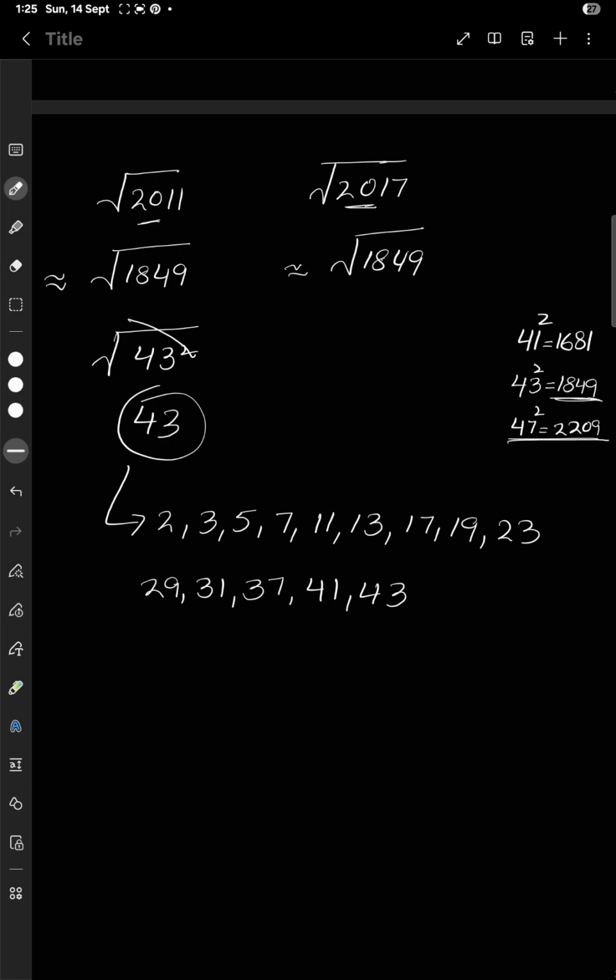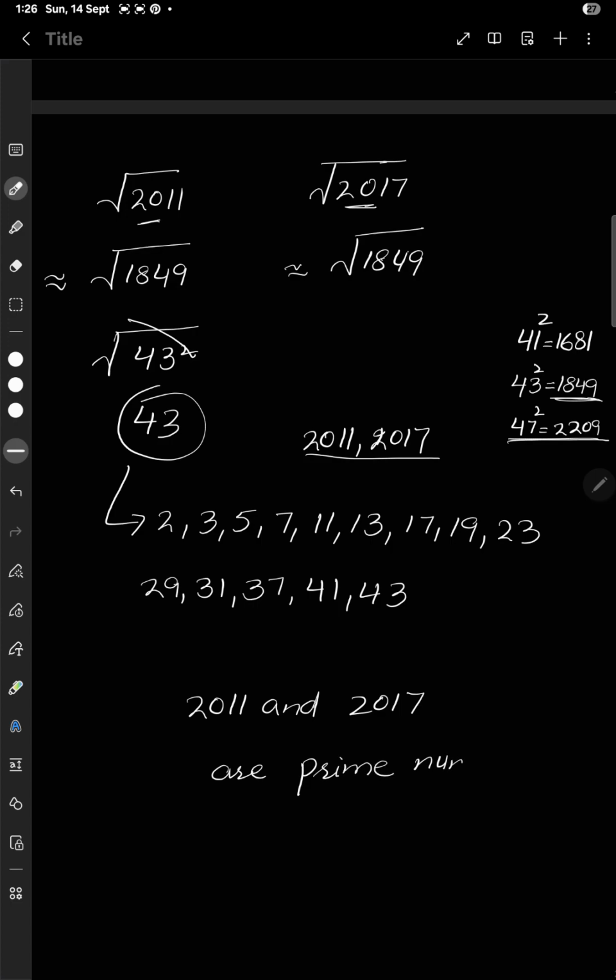it will prove that these two numbers are prime numbers. So when I divide both 2011 and 2017 by 2, 3, 5, 7, 11, 13, and so on, I have already done this working. These two numbers are not divisible by any of these numbers. So it's proved that 2011 and 2017 are prime numbers. So the first part is done.